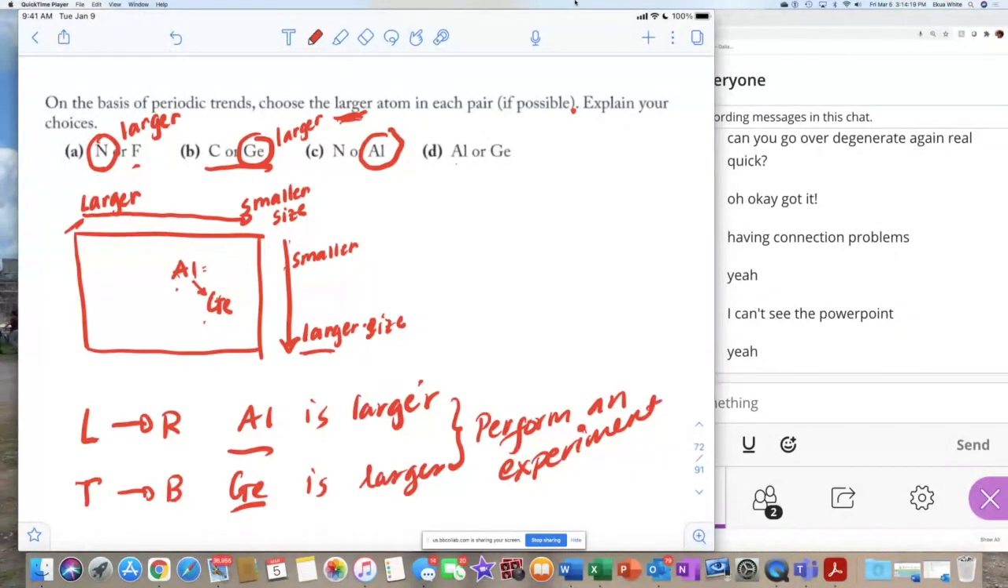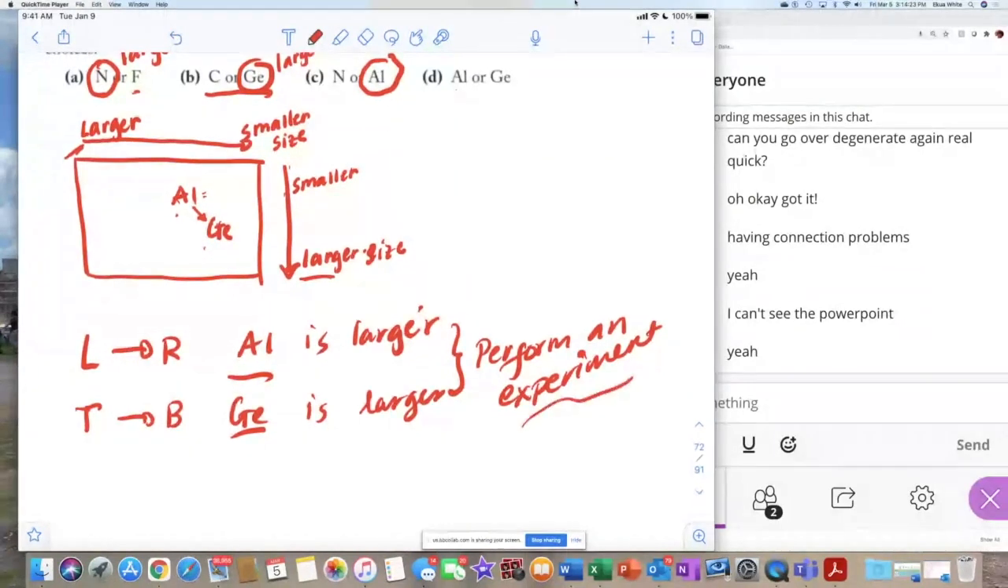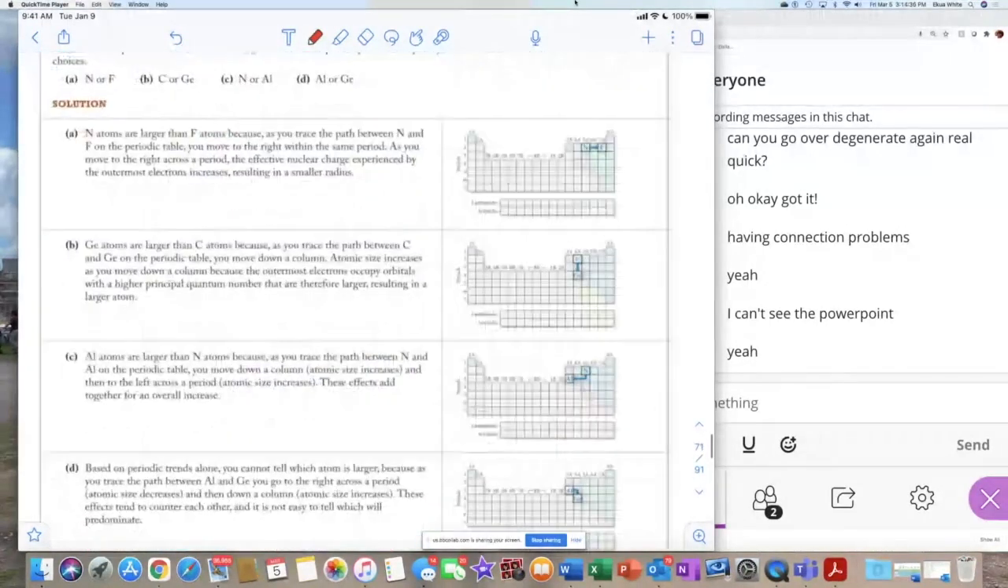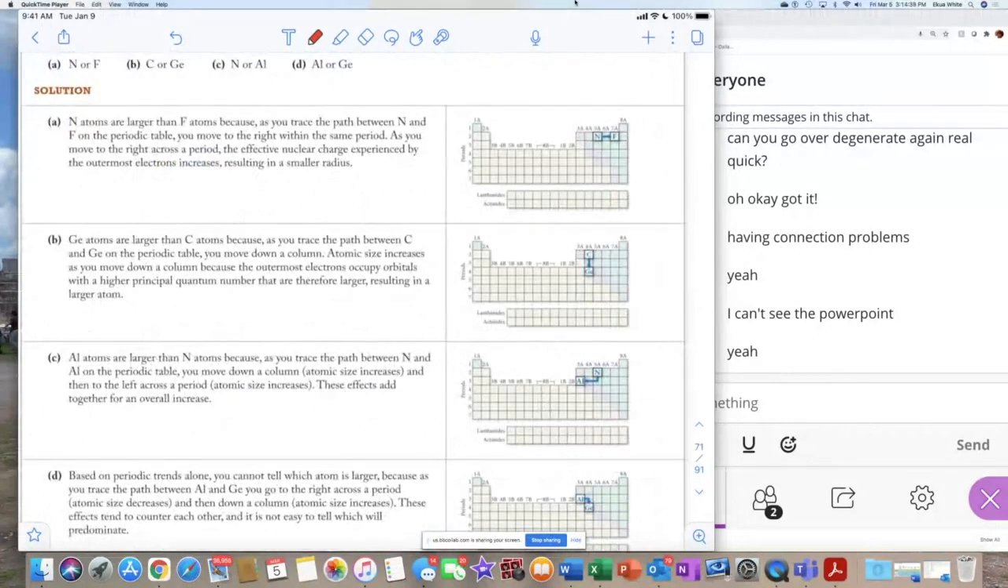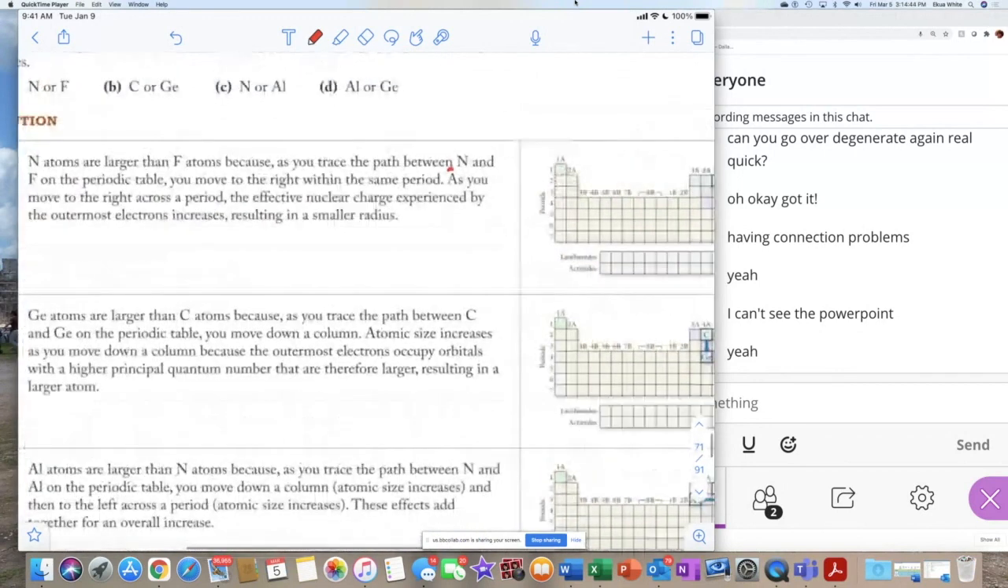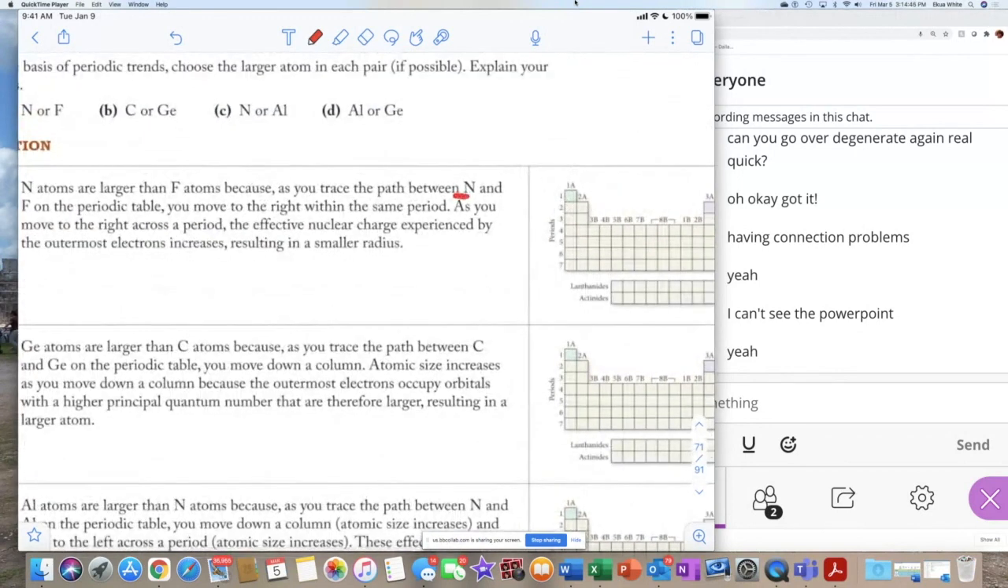Perform an experiment. When you perform an experiment, it helps you to realize what is going on. We can't do this right now, so you just say here it's complicated. Experiment will tell you what the answer is. Let's see how they set it up right here. So they went through all the details and said, of course, N is bigger. When you trace the path, N is bigger.